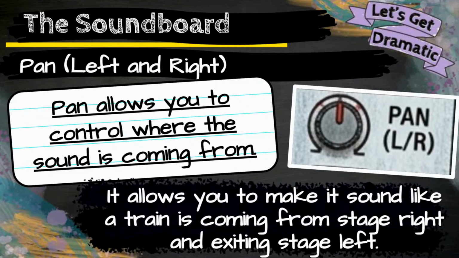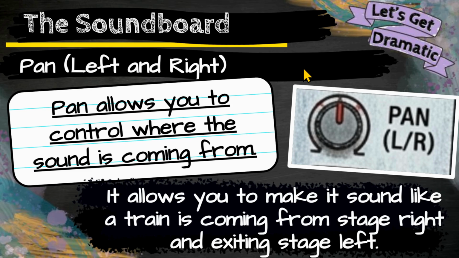Now we have pan. Pan allows you to control where the sound is coming from. It allows you to make it sound like a train is coming from stage right and exiting stage left. And that is this little knob right here, and it's left to right, and it just controls where the sound is coming from.